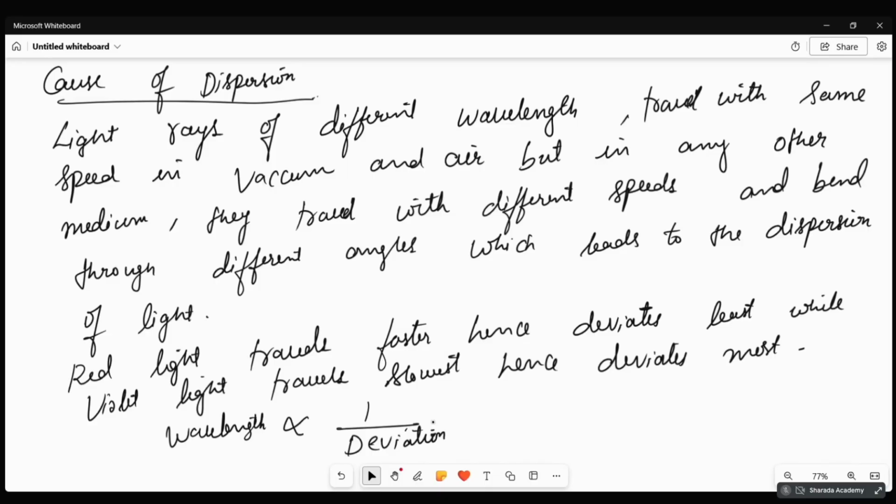Not only that, see, red light has more wavelength, no? That's why from many places you see red. Because scattering will be less there. Scattering will be less, so you can see red light from a far distance also. That is the reason.